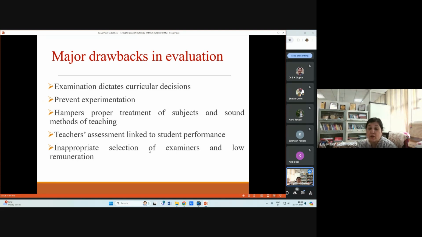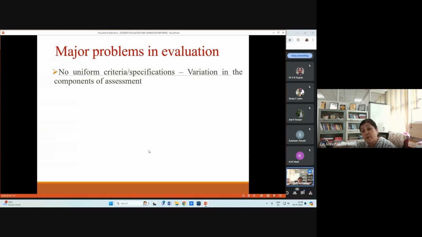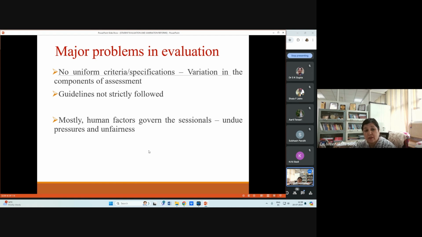So the flexibility and autonomy is not given to the teacher right now based on the subject, and that is the major drawback in the evaluation right now in our system. Okay, so first thing is flexibility or preventing the experimentation, the same thing, no flexibility or choices are given. And then the other problem is you do not have uniform criteria, which we are coming up with the rubrics. Many colleges are following, but so many of them are not, or the rubrics are not properly designed. Okay, then yes, guidelines are not strictly followed.